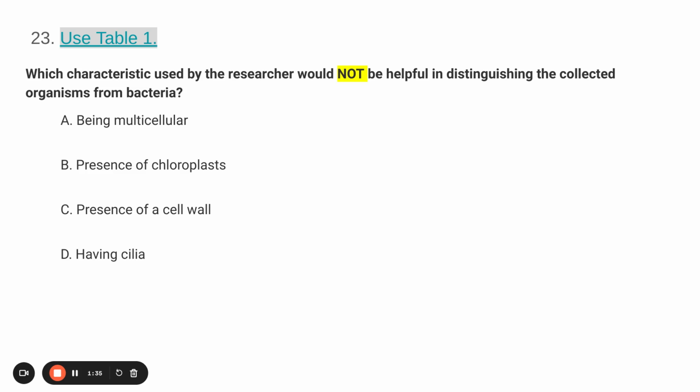And then having cilia. Bacteria don't have cilia. Those are the tiny hair-like projections. They might have flagella to help them move around, but not the cilia. So the answer is D.